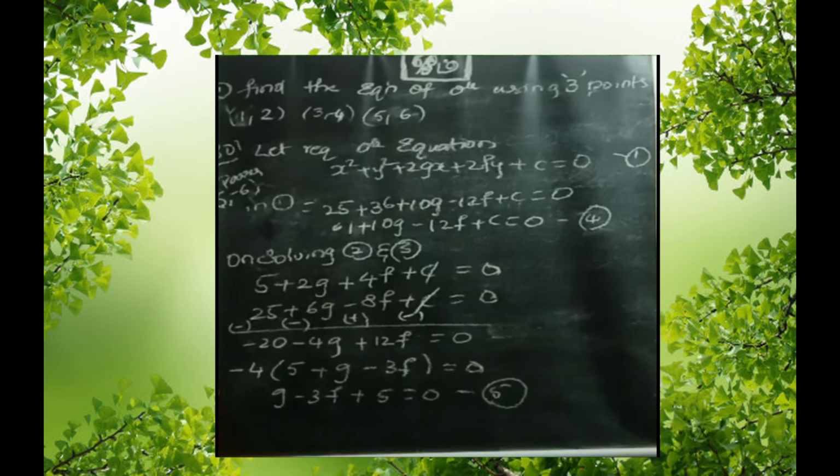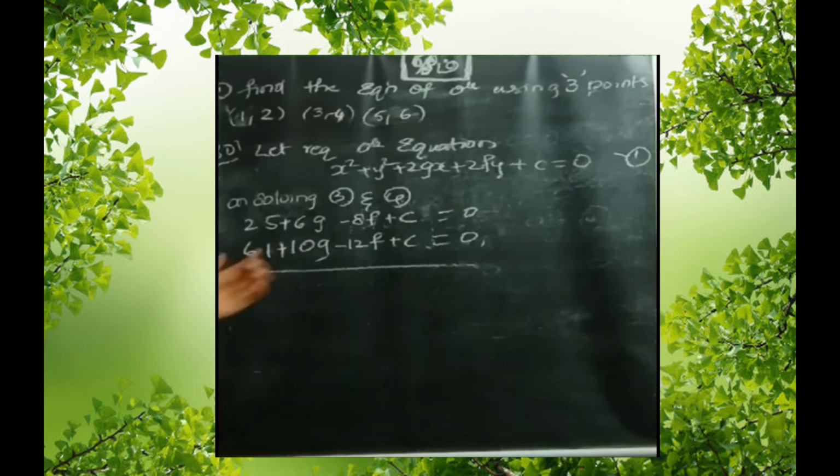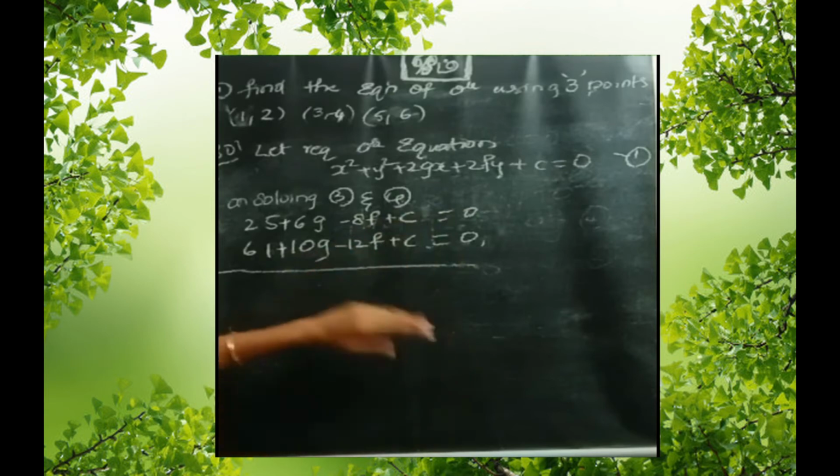Now we have to solve 3 and 4. Now here I am taking 3 and 4 to solve. You can take any of them. You can take 2 and 4 also, that is your wish. Whatever you solve using these three equations, the answer will be the same. Before I have taken 2 and 4 and solving 2 and 4 I have got the fifth equation, and now 3 and 4 will get the sixth equation.